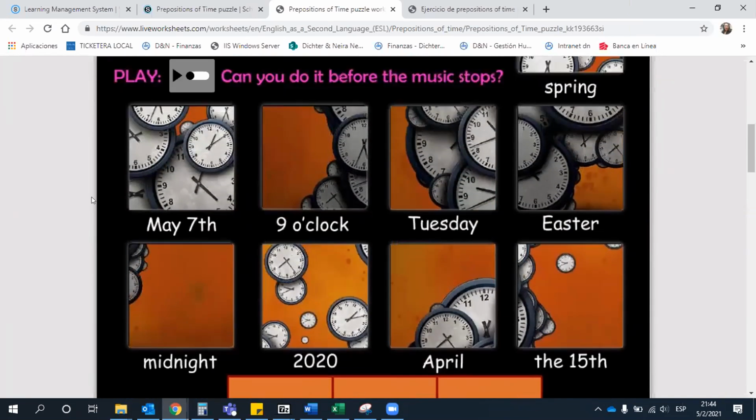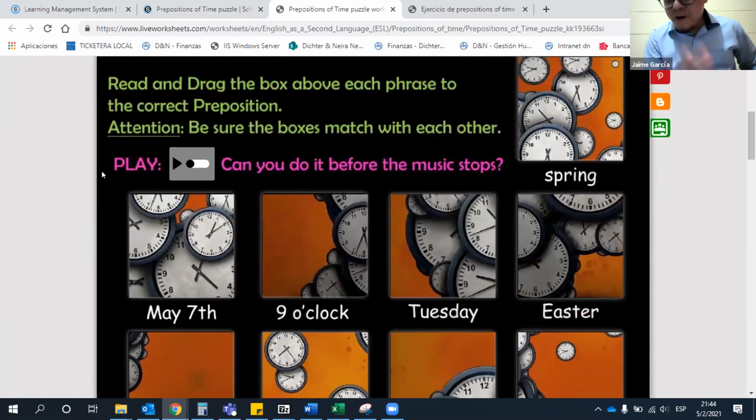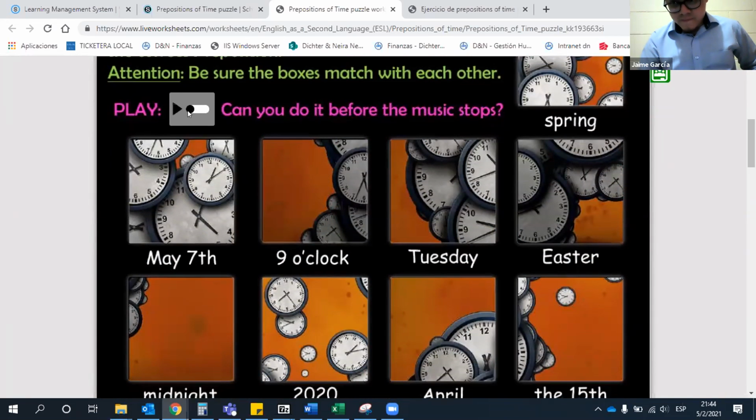Okay, all right. But you need to do it before the music stops. If the music stops and you haven't finished, you lose. You got it? So the music is the timer for you. So you have to do it as quick as possible. Okay. Are you ready? Or you have a question? Nobody's going to help you. And the music is your timer. Okay, hold on, don't start.